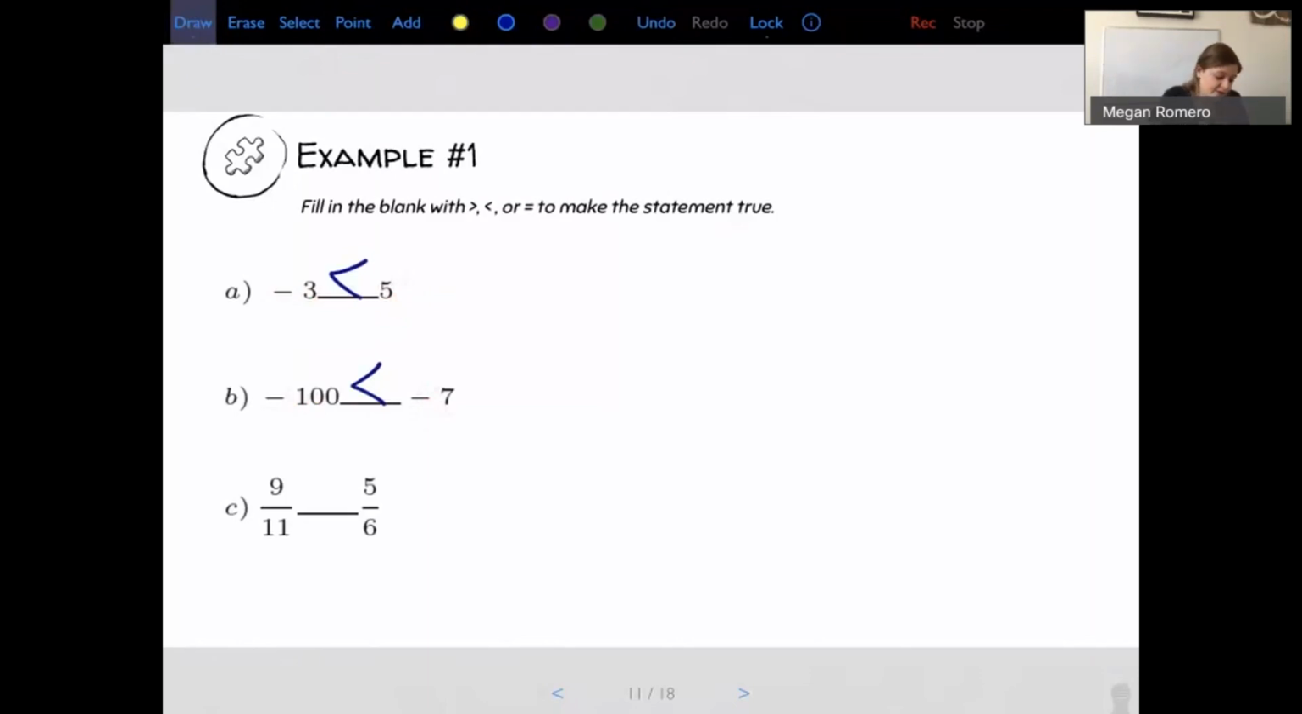9/11 versus 5/6. This is what I would use a calculator for and get the decimal approximation. So if you do 9 divided by 11, it's about 0.82. And if we do 5 divided by 6, it's about 0.83. So in this case, 5/6 is bigger.